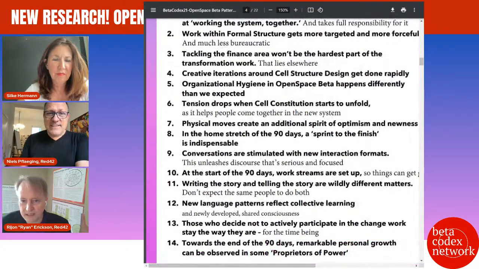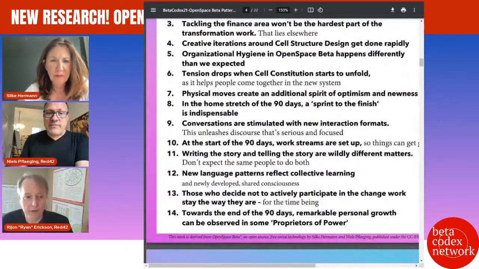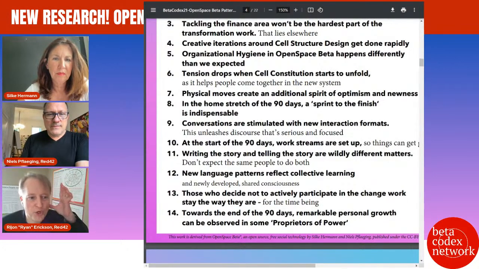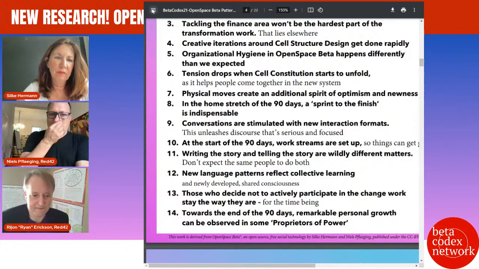Which pattern is that? Writing the story, number 11. Okay, number 11. Writing the story and telling the story are wildly different matters. Don't expect the same people to do both. So that when I looked at that first, it was okay.